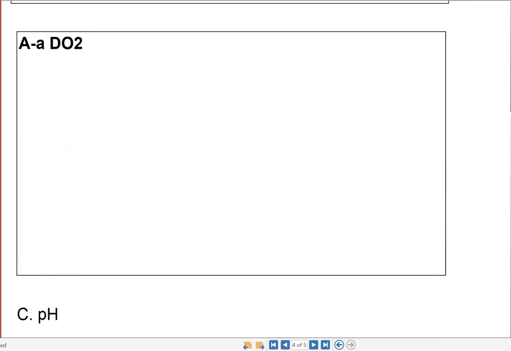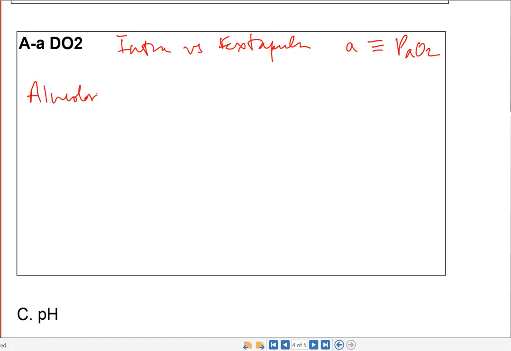With failure, you have to be able to differentiate intrapulmonary versus extrapulmonary causes of failure. And the A-a DO2 formula is how we do that. So that's the difference between the alveolar and the arterial oxygen. So remember, the little a corresponds to the PaO2 we get from our blood gases. So the question then is, how do we calculate the alveolar O2?